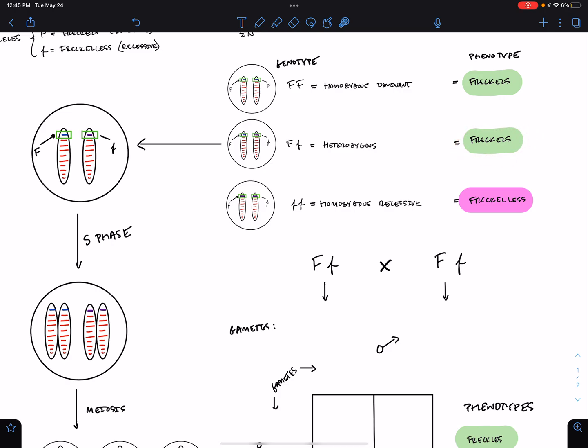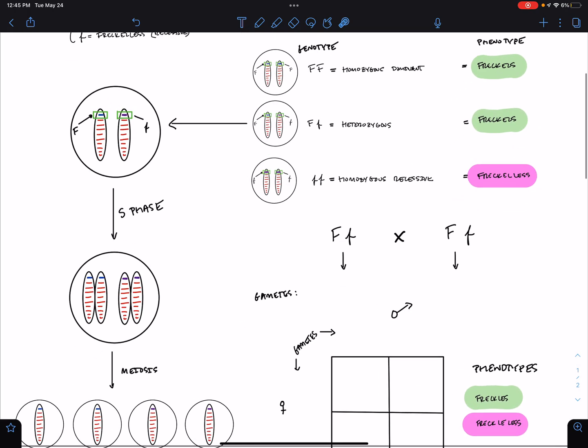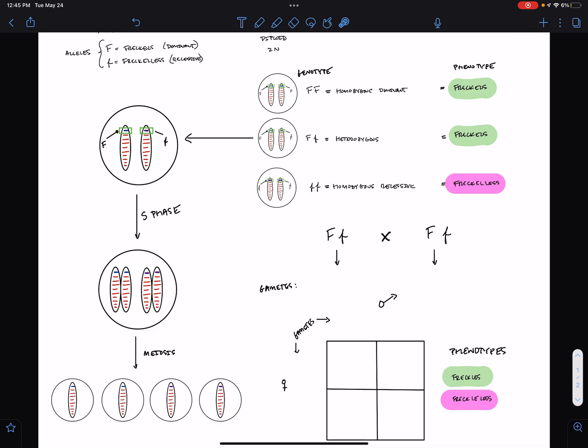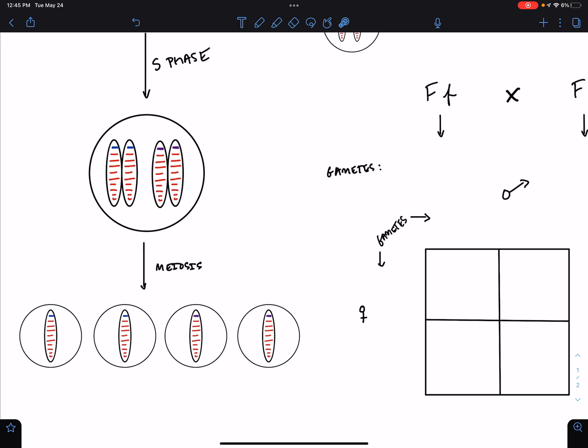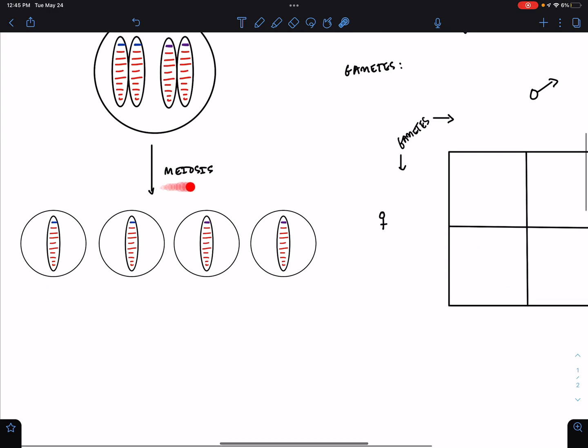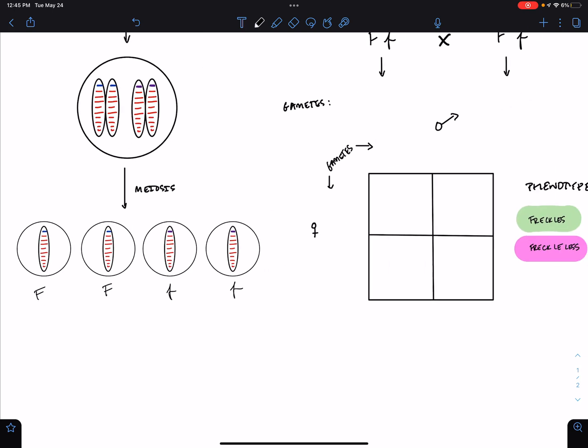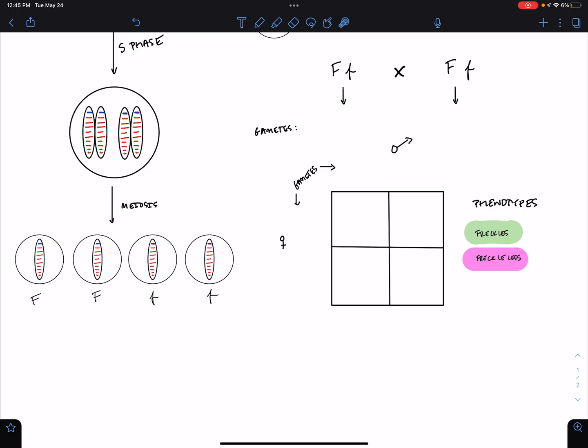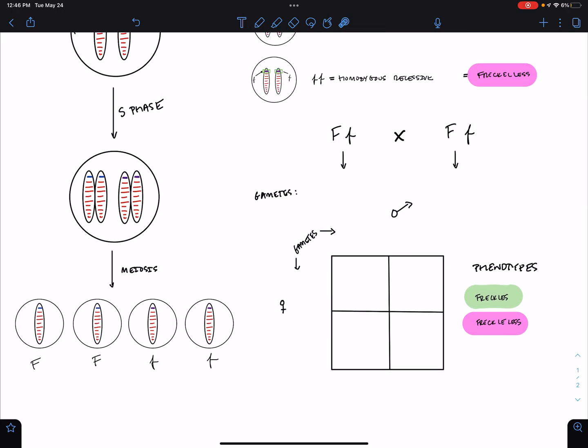So both these people have freckles, but let's talk about what can happen in meiosis. We take this person here, and we look at a cell of theirs. We see that they have one copy of the big F allele, one copy of the little f allele, and then after S phase, the chromosomes duplicate, they look like this, and after they undergo meiosis, we see that they create gametes where some of the gametes have the big F allele, and some of the gametes have the little f allele. And that's going to be true regardless of who you are.